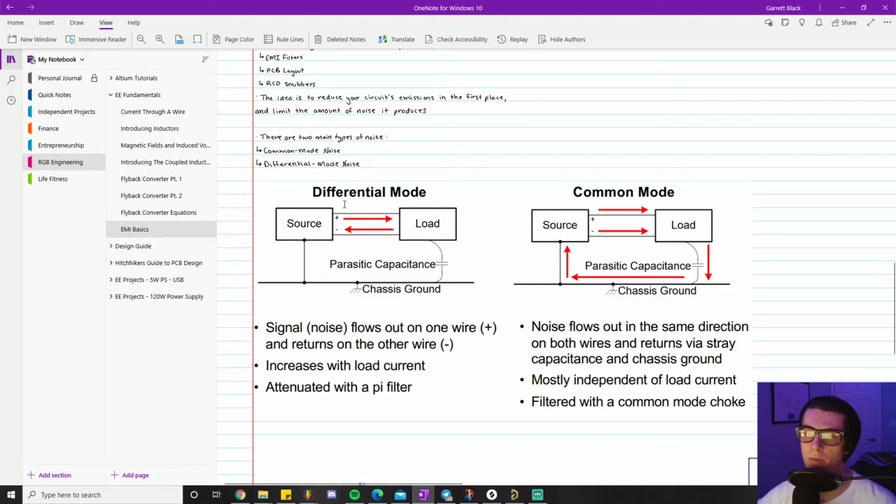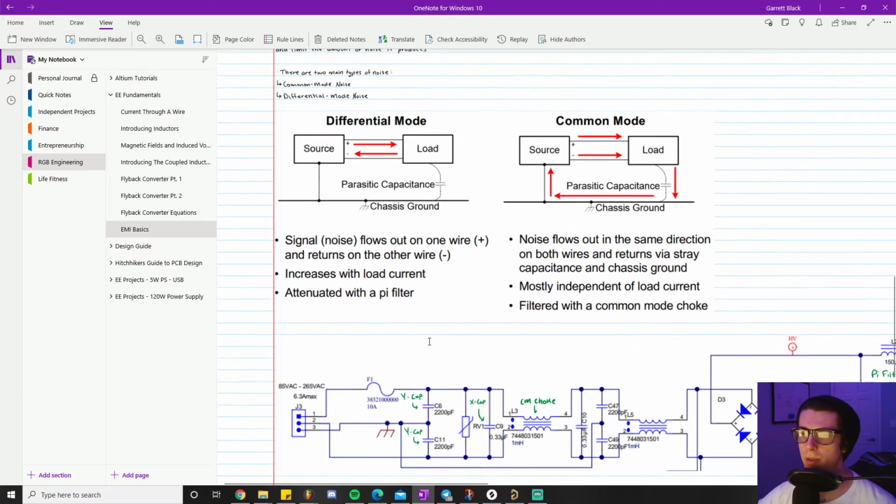While compared to differential mode noise, the signal noise flows out on one wire and returns on the other wire. So this is, like I said, more traditional looking circuits. You have positive to negative type of stuff. I mean, this is still positive to negative, but it's just a different negative, if that makes any sense. It says it increases with load current and is attenuated with a pi filter. Again, a pi filter is just a collection of a couple fundamental circuit components, and we'll actually get to them and explain what they are right now.